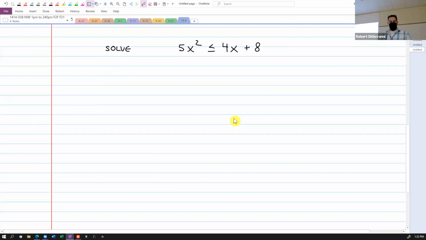All right, this last one, the big difference is that you have this quadratic inequality, but not everything is on one side. So the first thing you want to do is move everything to one side. I would recommend leaving the 5x squared where it is, bringing the 4x over as a -4x, and bringing the 8 over as a -8, and then making it less than or equal to 0. Then you go through and do the same process. So you set it equal to 0 first.